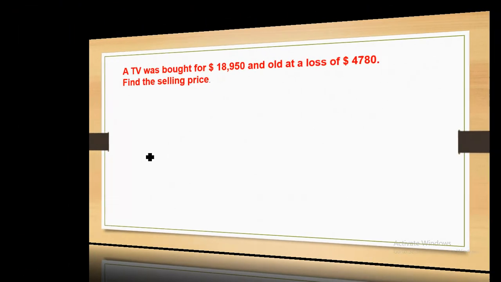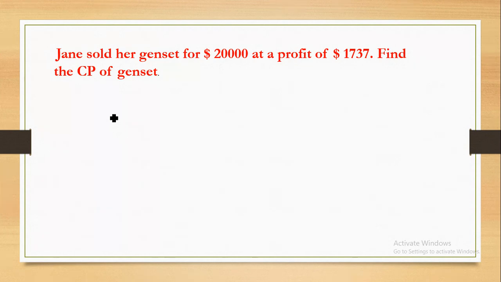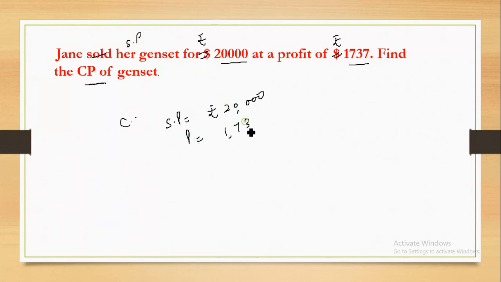Next we have one more example. Zain sold her genset. Sold means what? Selling price. And this is regarding Indian currency, this is a rupee case. Zain sold her genset for 20,000 at a profit of 1,737. Find CP. So what items are given? SP is given, rupee 20,000, right? Profit is given, 1,737, and CP you have to find out.